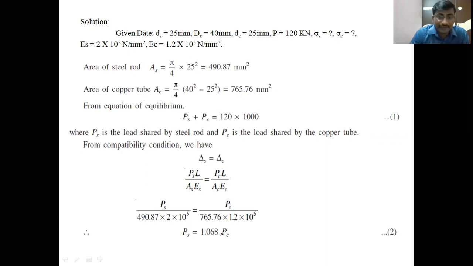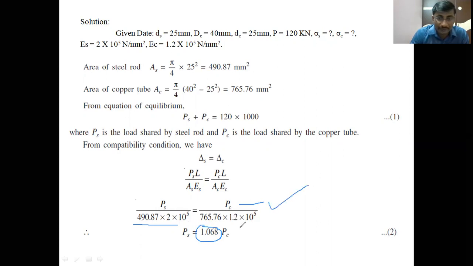PS in terms of PC is, upon calculation, PS is equal to, we can take this denominator into the numerator. So 10 to the power of 5 can be cancelled, and 490.87 into 2 divided by 765.76 into 1.2. Then we can get 1.068 PC. PS is equal to 1.068 PC.